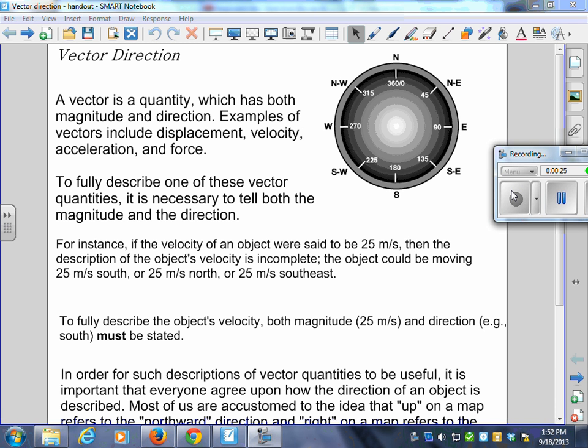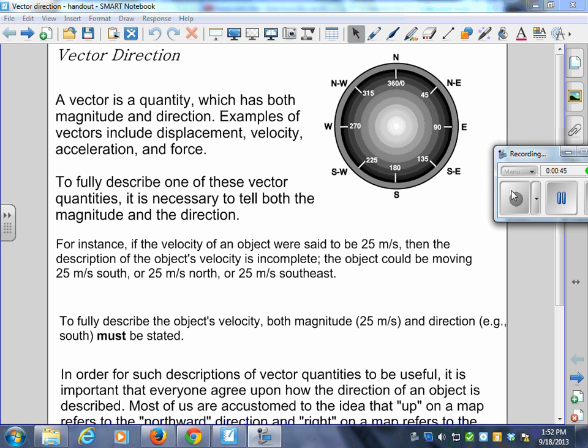So a vector is a quantity which has both magnitude and direction. We saw that yesterday in the little movie clip. Examples of vectors include displacement, velocity, acceleration, force. We saw that as well. To fully describe one of these vector quantities, it's necessary to tell both the magnitude and the direction. If you leave one off, unfortunately, I have to take a mark away from you.